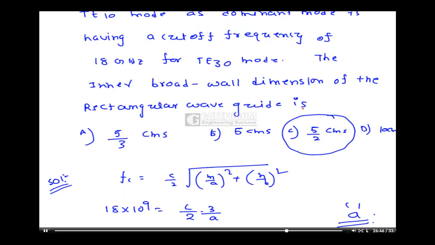Then, why here they mentioned TE10? They are just mentioning that TE10 is the dominant mode of the waveguide. Actually, this TE10 is not useful for our calculation. It is just a given statement: the waveguide has TE10 as dominant mode, having a cutoff frequency 18 GHz for another mode TE30. So this statement about TE10 is not useful for our calculation here. So don't confuse with the TE10.